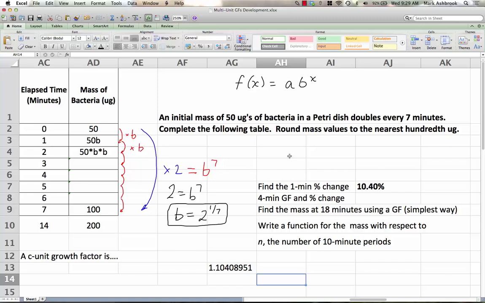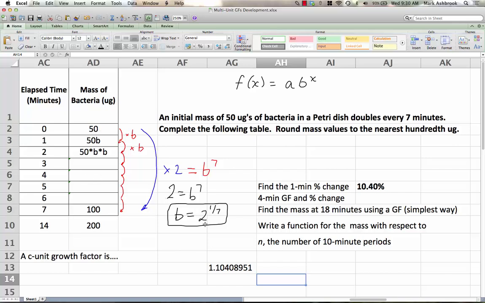For the 4 minute growth factor, I did 2 to the 4/7. I got 1.486, and to do that, I got what the mass was at 4 minutes and divided that by 50. Okay, you could do that. So you found the mass at 4 and just divided by 50.